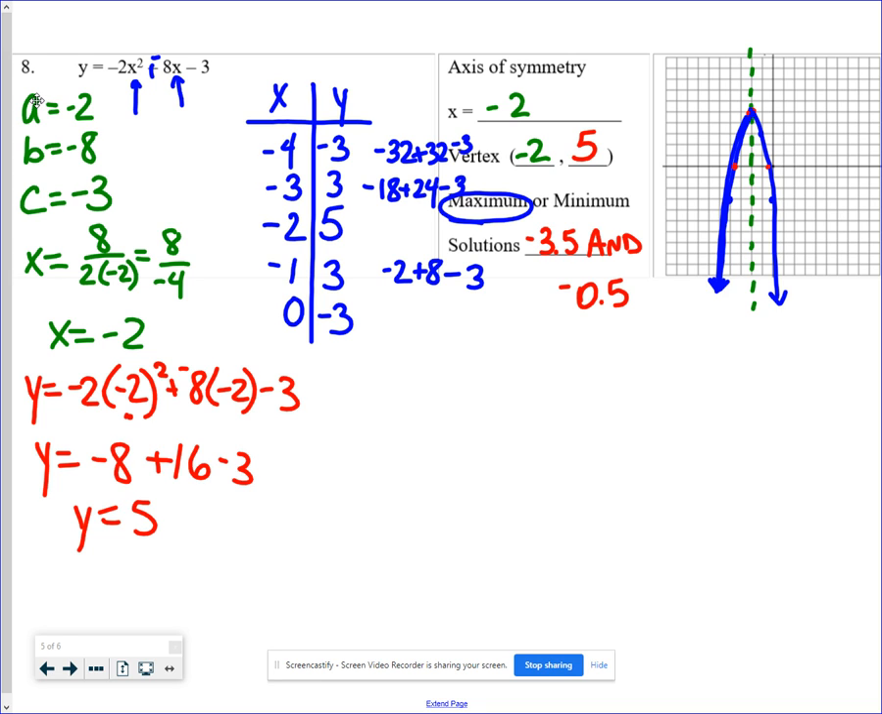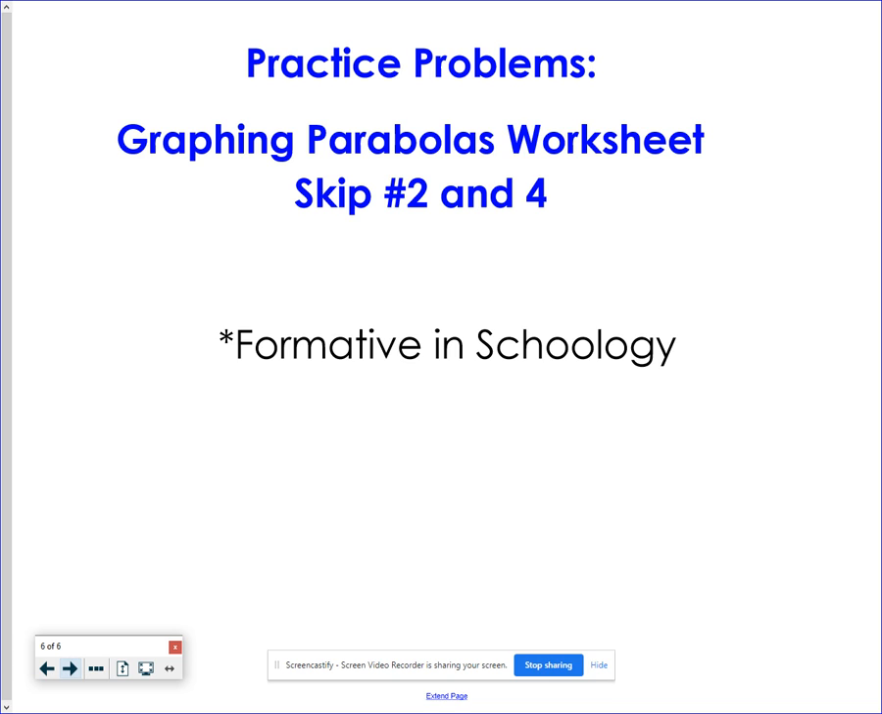So that is almost all of your worksheet. And I'm going to say, you know what, skip 2 and 4 from the front side. All you have left to do are 6 and 8 on the back side. Do your best on those. There is going to be a formative in Schoology. The answer key is also going to be in Schoology. And let your teacher know if you need any help.